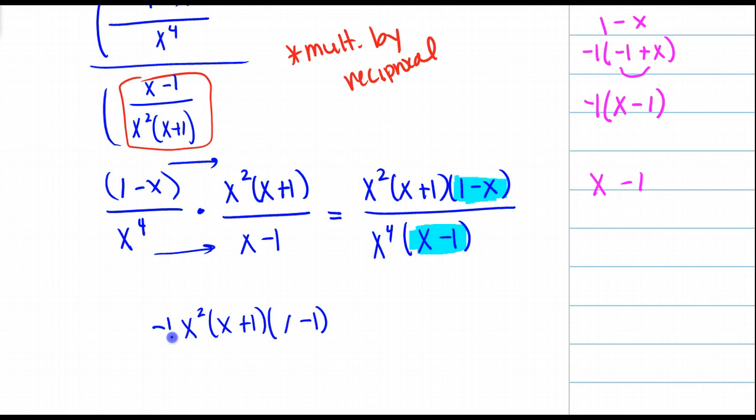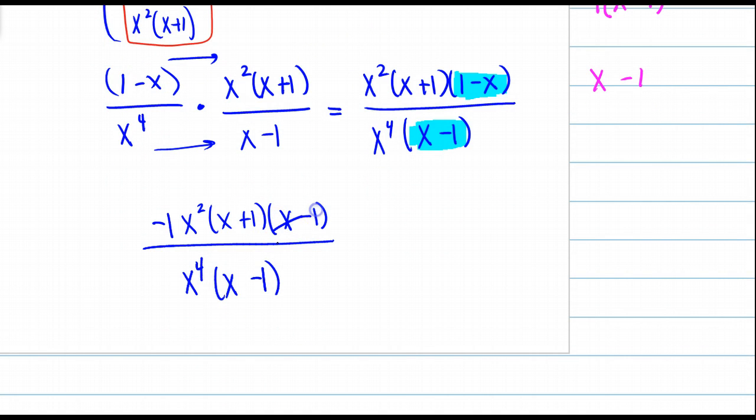I keep erasing. Over x to the fourth times x minus 1. Now, and only now, am I allowed to cancel that there. And then I need to notice if I have two x's on top, I can cancel it with the bottom, but I still have 2, right? 4 minus 2 is 2. So it leaves me with negative 1 times x plus 1 over x squared. The only thing left was that x squared.